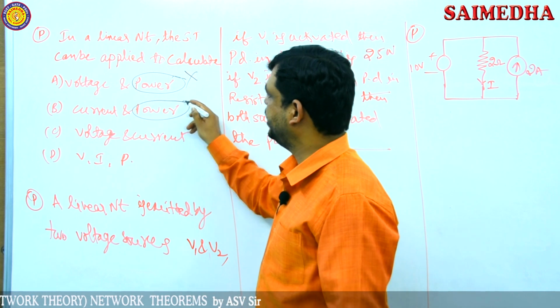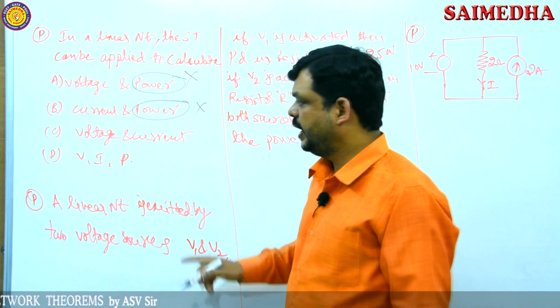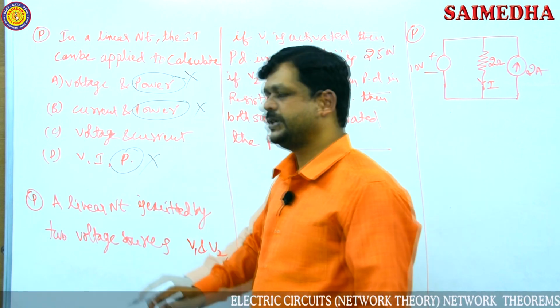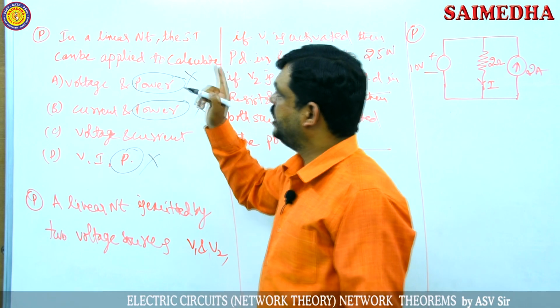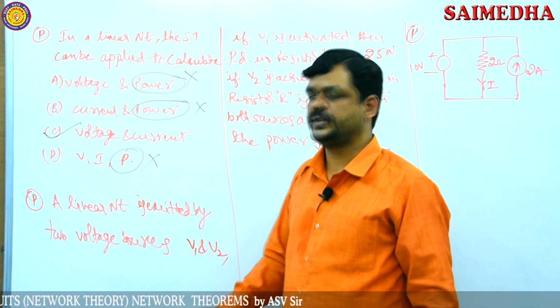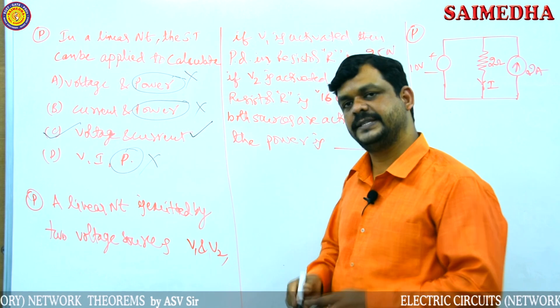So here also power is there, this is also wrong. And in this case, voltage, current and power, so power is not possible, so this is also wrong. Now, in a linear network, the superposition theorem can be applied to calculate voltage and current. So option C is correct.